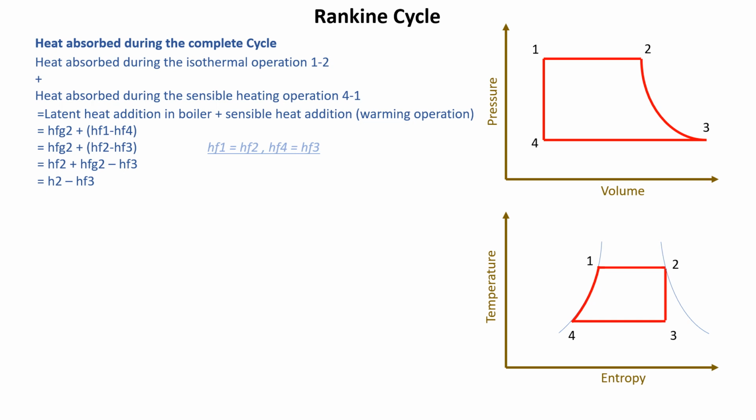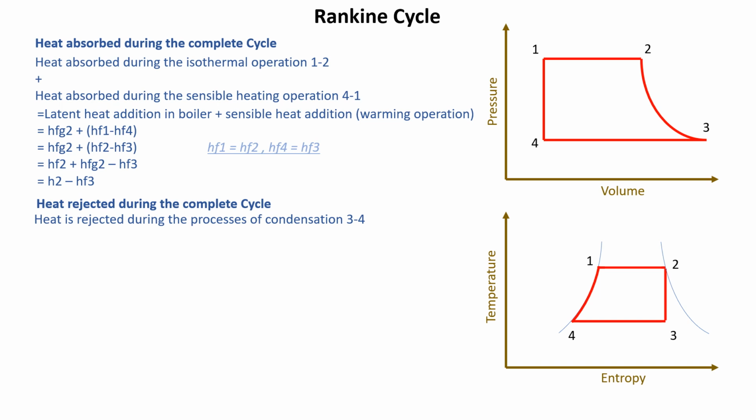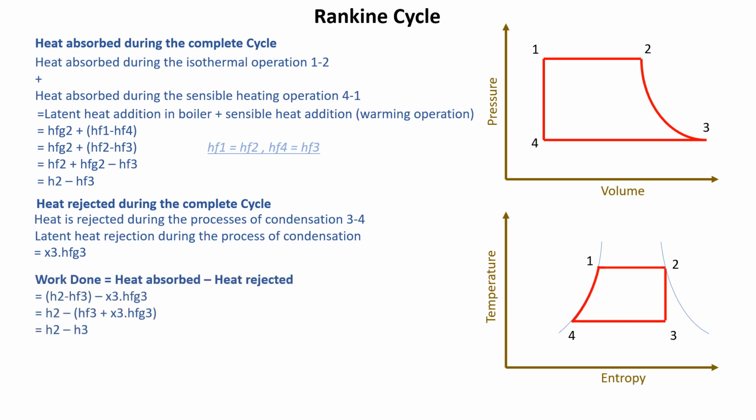So on simplification, we get H2 minus HF3 as the heat absorbed. The heat rejected during the complete cycle is equal to the heat rejected during the process 3 to 4, means in the condensation process, means the latent heat which is rejected during the condensation, which is equal to X3 multiplied by HFG3, and the work done is equal to the heat absorbed minus the heat rejected. So on simplification we get H2 minus H3, means the enthalpy at point 2 minus the enthalpy at point 3.